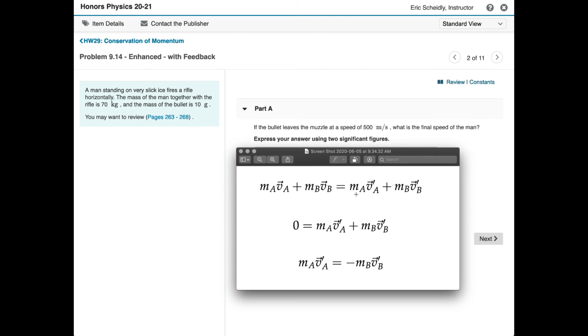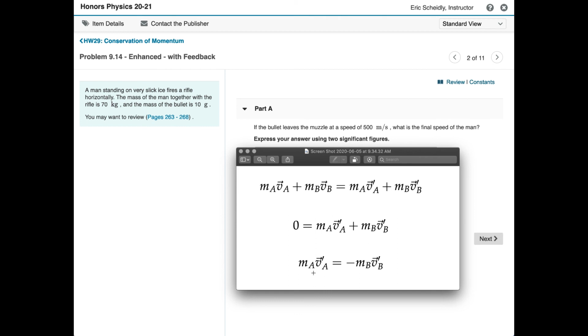Before the trigger is pulled, everything has a velocity of zero, which means the momentum of the man and the rifle and the momentum of the bullet are both zero. It's totally okay that the initial total momentum of this situation is zero. It's just like the egg explosion from the previous part. And as such, if I want to solve this equation out, I'm going to subtract MBVB prime to the other side of the equation, flip it as it were.